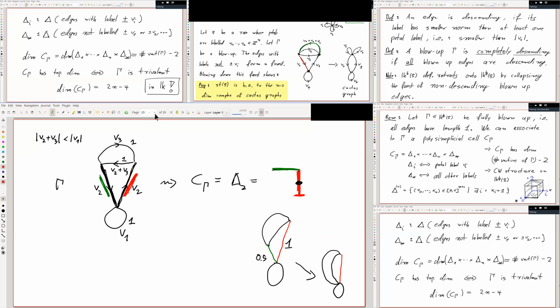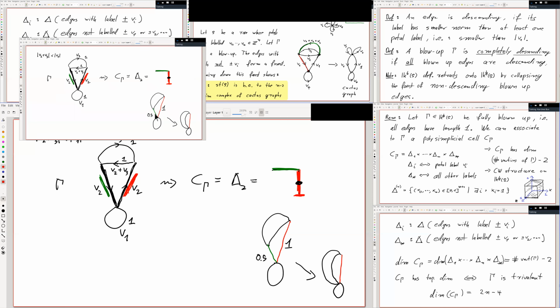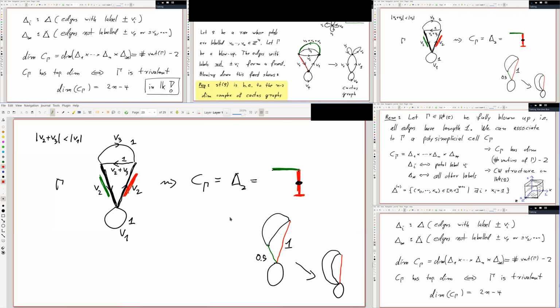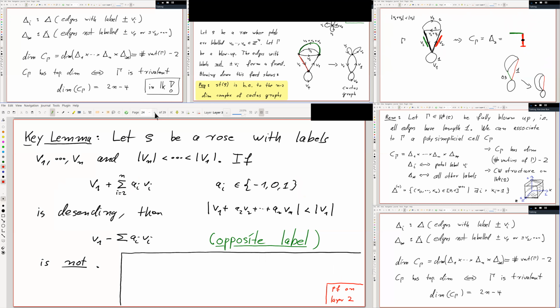I like pictures. Oops, now I have a picture somewhere. Let's see. So okay. Opposite labels cannot be both descending.